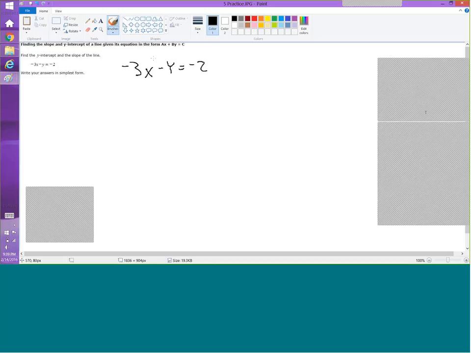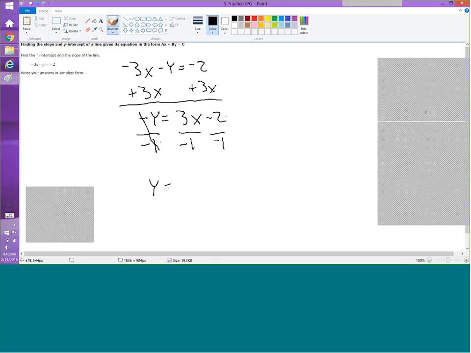Again, I want to get this y term by itself. I'm going to add 3x to both sides to get negative y equals 3x minus 2. And since I need the y by itself, I need to get rid of this negative, so I'm going to divide by a negative 1. That'll cancel out the negative over there, which means I need to divide everything by negative 1. So I get down to y equals negative 3x, and negative 2 divided by negative 1 gives us a positive 2. Is that what everybody else got?